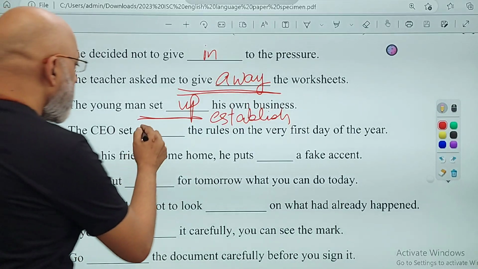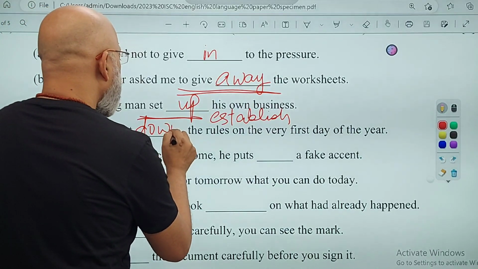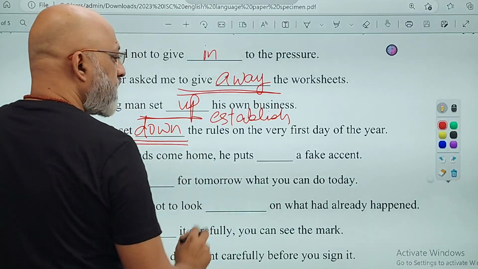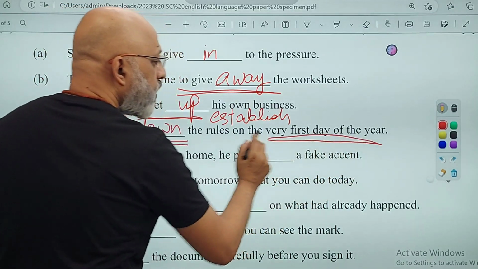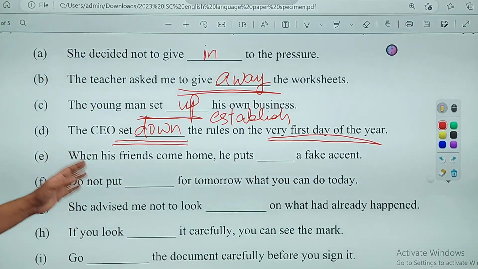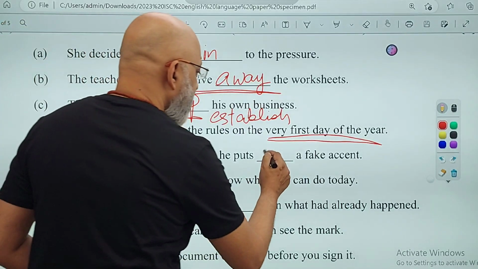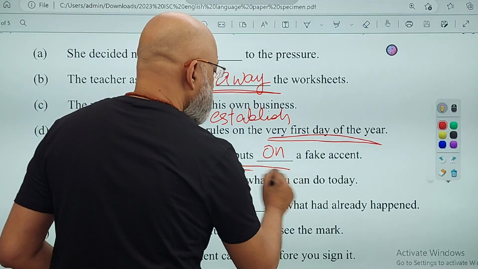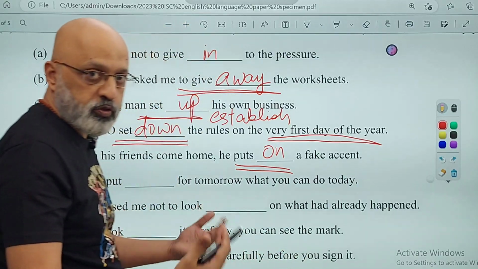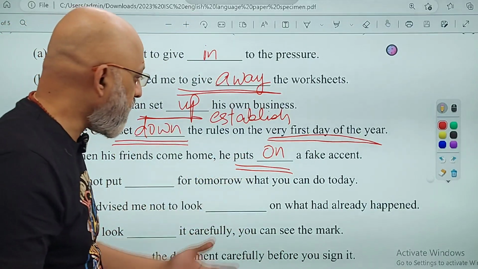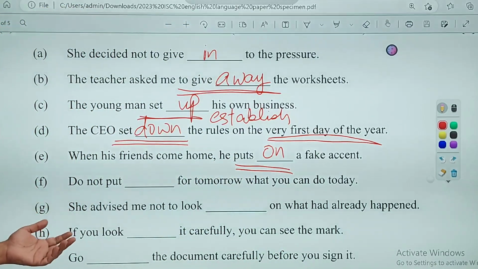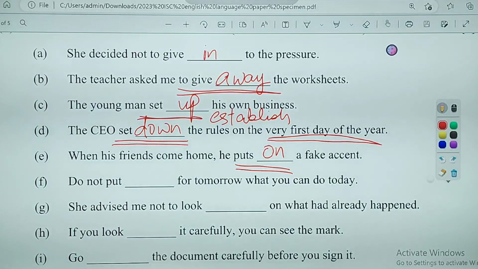What he did was, this is also some way of establishing that these are the rules of the company. पहले January 1 को he established the rules. When his friends come home, he puts on a fake accent. That is, he tries to speak in an accent which is not his natural way of speaking, whatever language, English, Hindi, Marathi, Bengali, whatever.